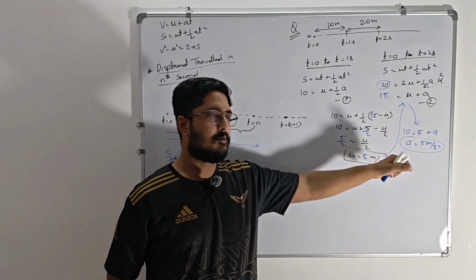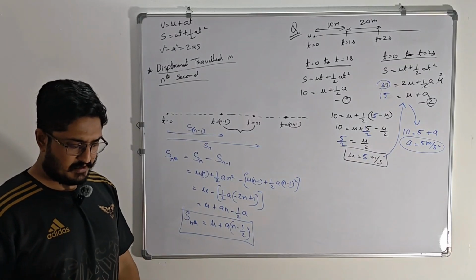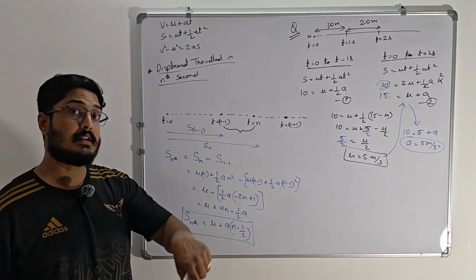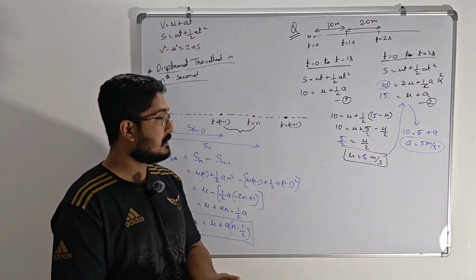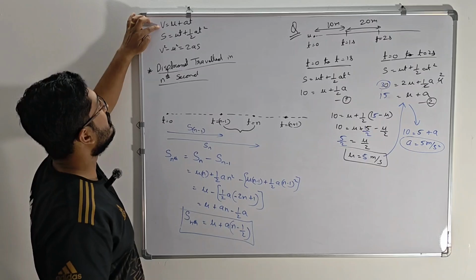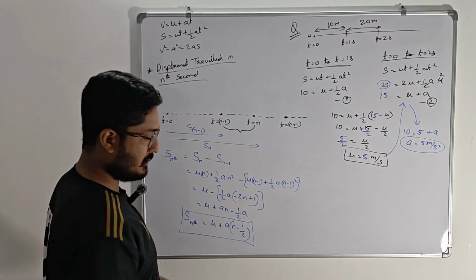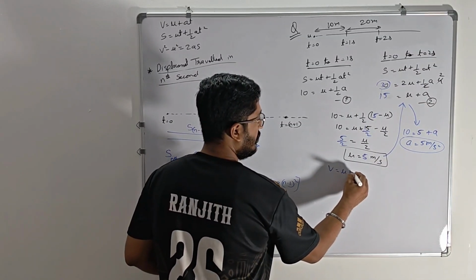One more extra thing we found, acceleration. Another extra thing that we can find is the velocity of the particle at the end of the third second. I want velocity at the end of third second. Don't you think this formula would be the apt one to use here, right? So I can use that formula. I can say v is equals to u plus at.